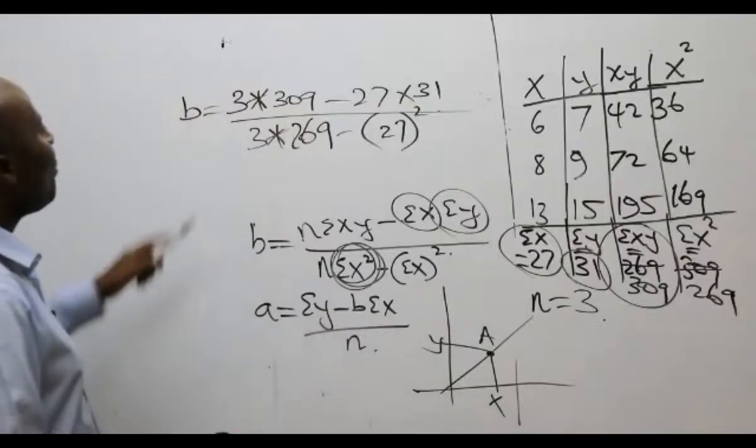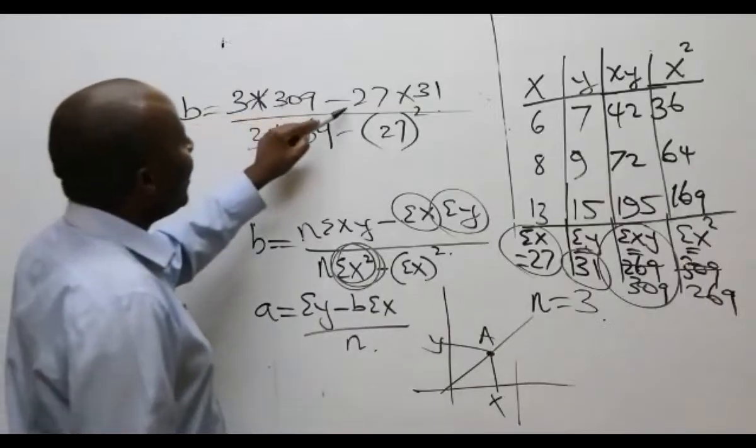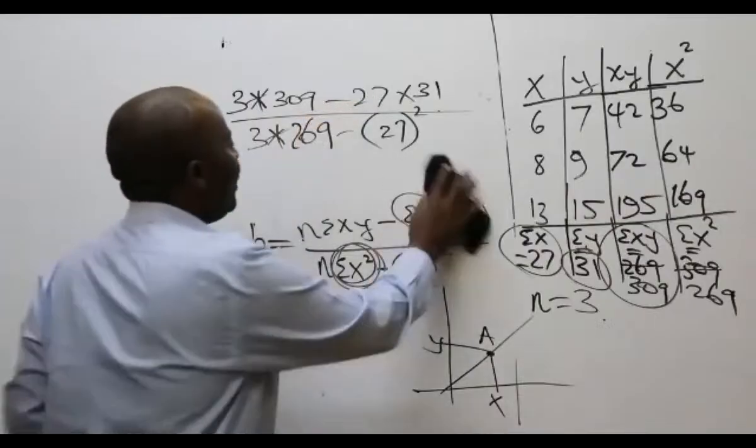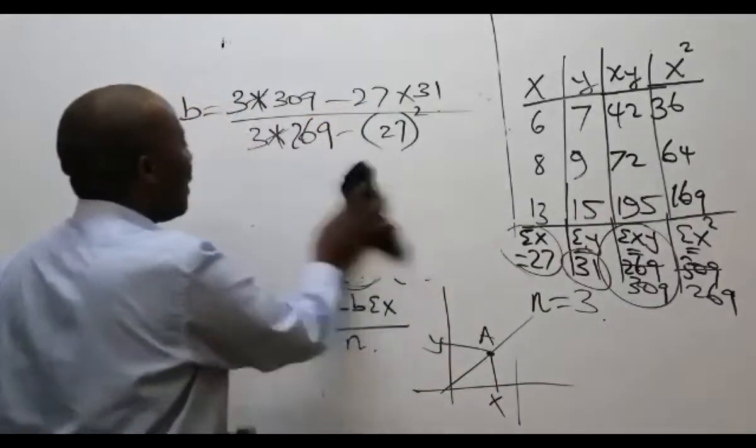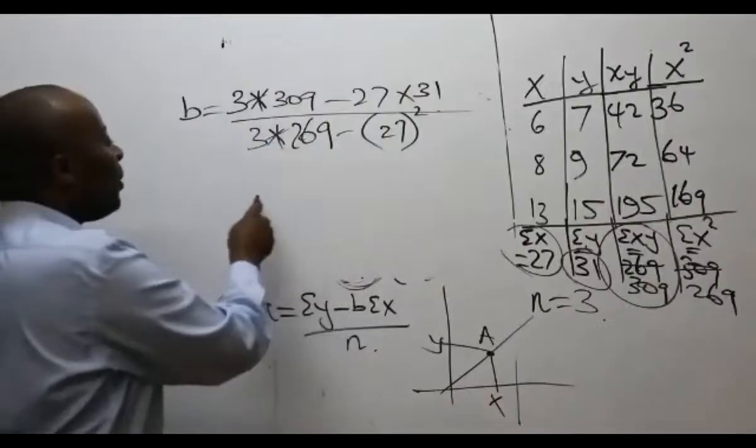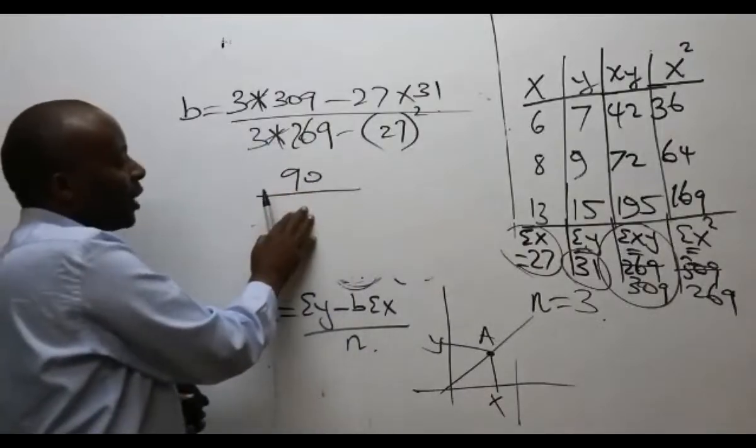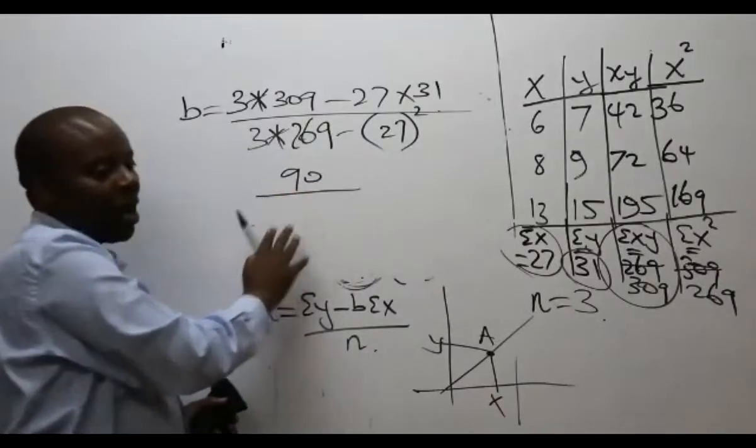James Areba has also said that when you take 3 times 309 minus 27 times 31, the numerator is 90. Can a different student give me the value of the denominator now?